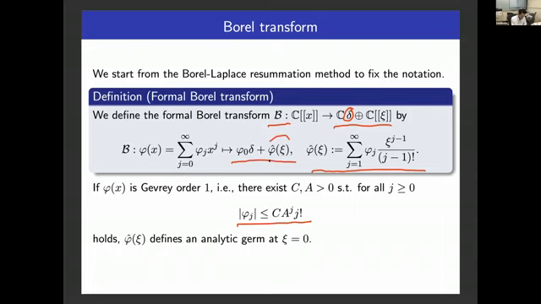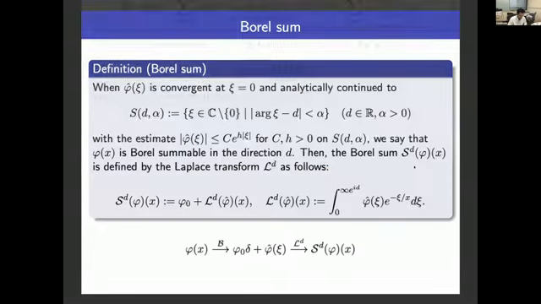So the part here, phi hat xi, defines an analytic function at xi equals 0 because phi hat xi is a convergent series in this case. And so in this way, we define the formal Borel transform. And next, the Borel sum, the definition of Borel sum.